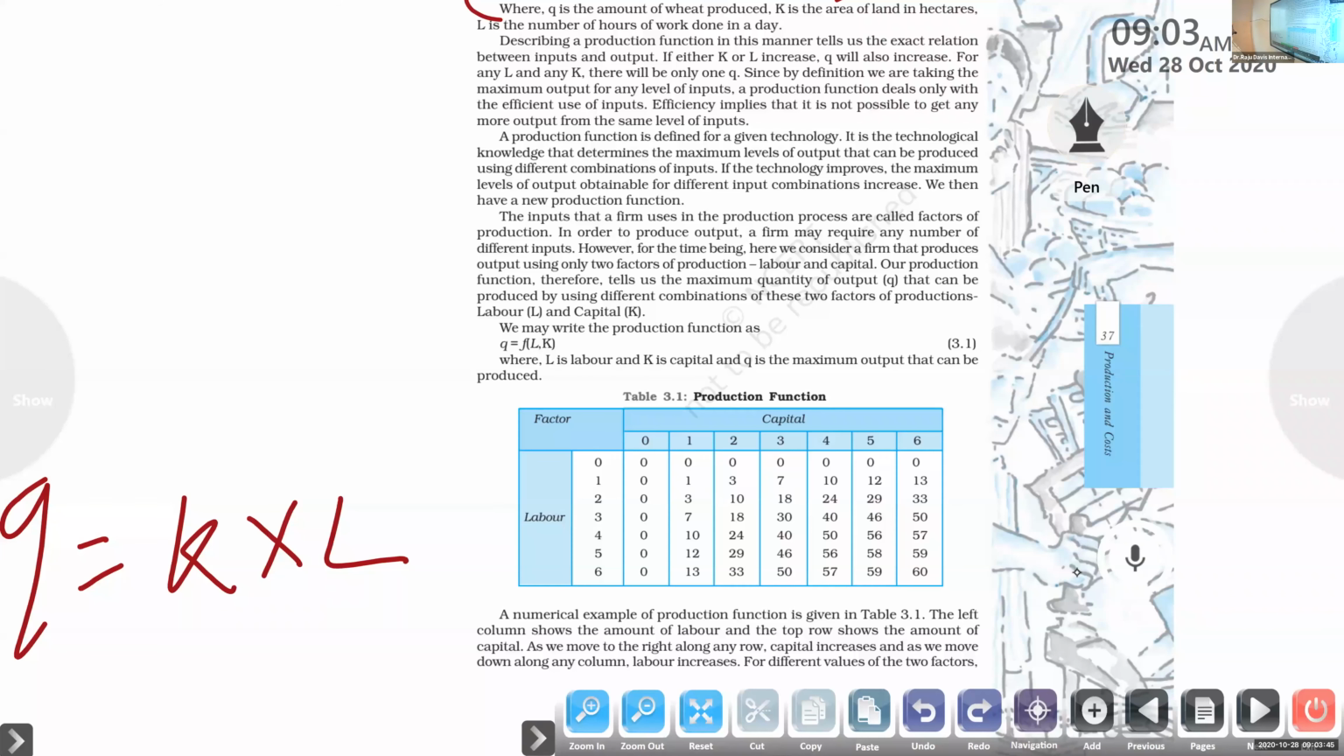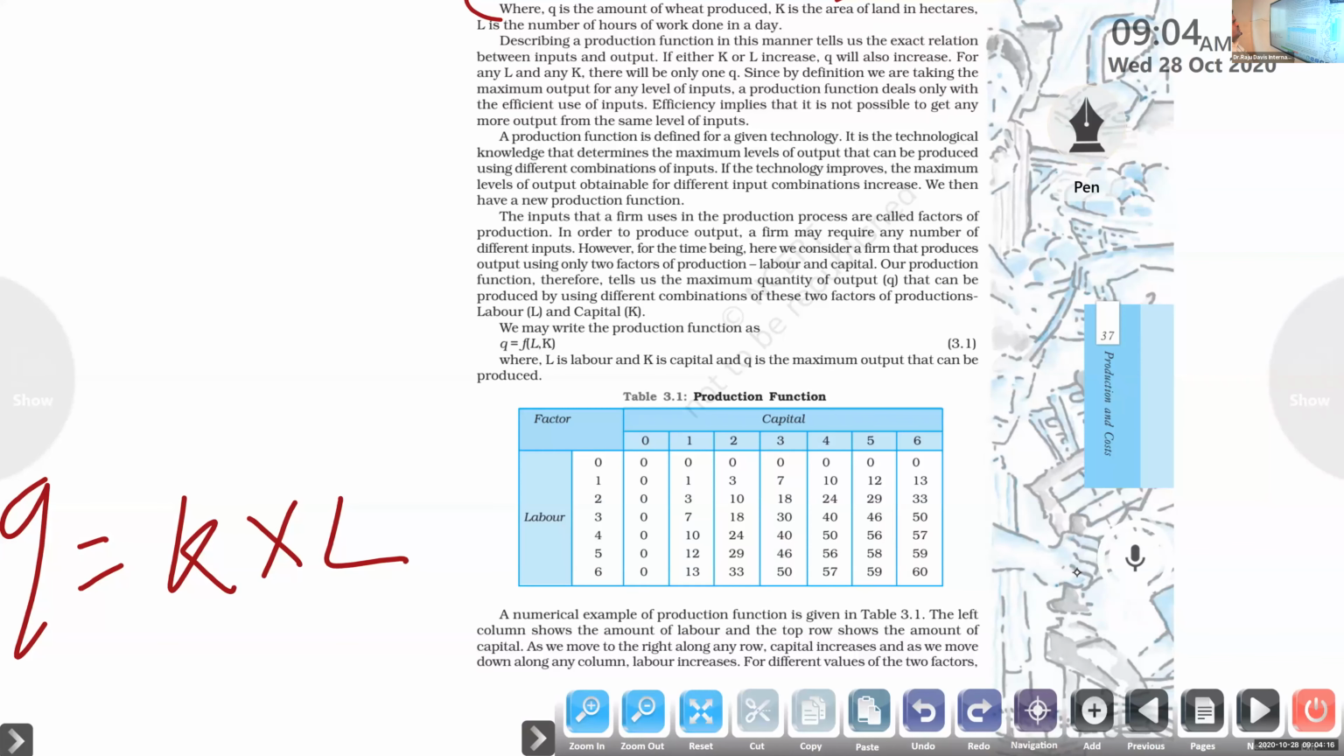Here, describing a production function in this manner tells us the exact relation between inputs and outputs. If either K or L increases, Q will also increase. So K is the hours of labor, L is land used to produce the product, Q is the quantity produced. For any L and K, there will be only one Q, right or not? Whatever the L and K, the produce is the same only, since by definition we are taking the maximum output for any level of inputs.